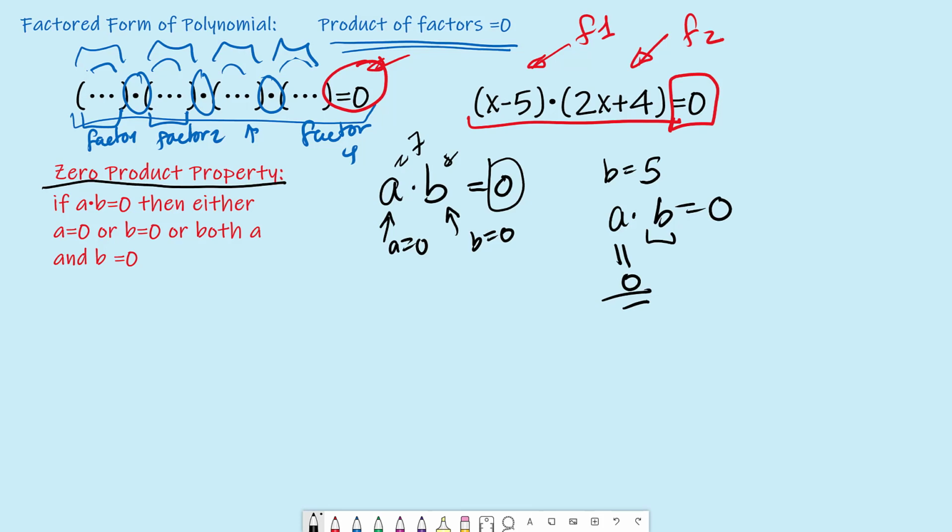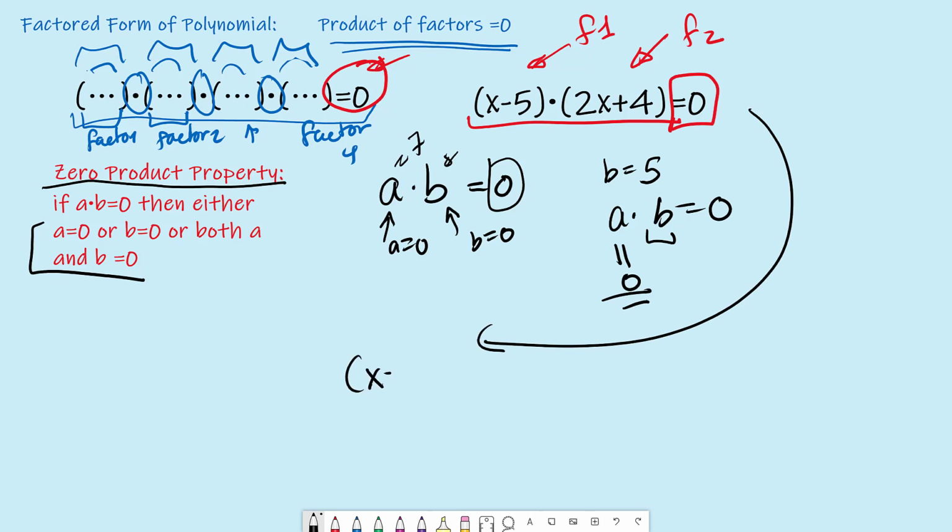This is really, really important, and if it's not 100% clear, stop and think about it for a moment. If we have two numbers and we are multiplying them and their product equals 0, it means that one of them, if not both, has to be 0. How does that help us? Well, let's look at this example.